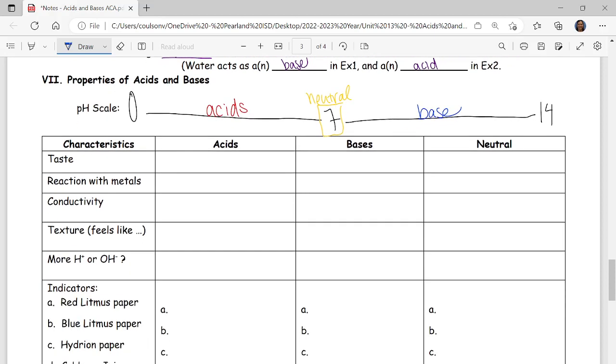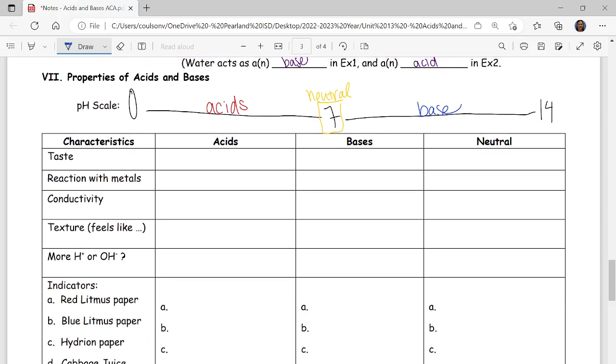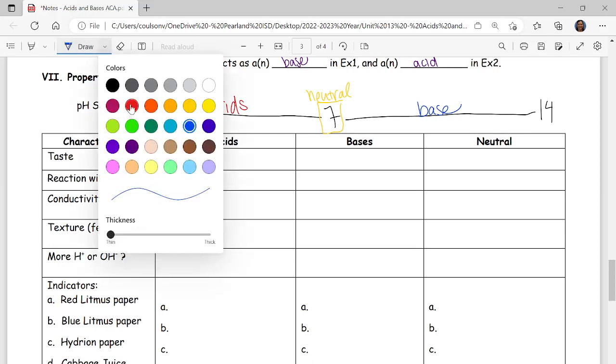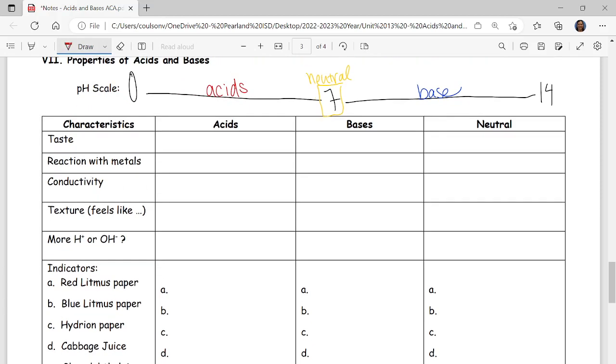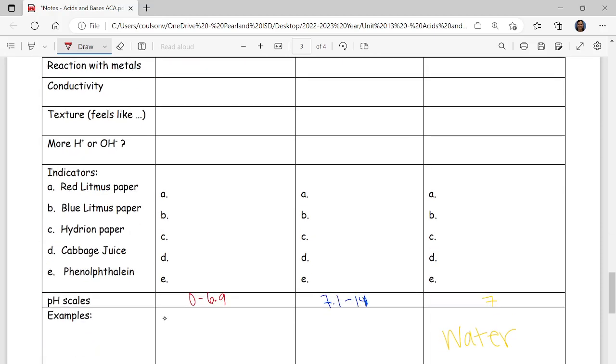And then the rest is all going to be characteristics and how we see these in indicators. So I'm going to just use red first for acids. Starting with acids, the taste of an acid is generally going to be sour. I'm not suggesting tasting acids, but some things like citrus are very acidic. If you're familiar with the taste of an orange or a lemon or a grapefruit, that's sour. So I'll put that in my examples.